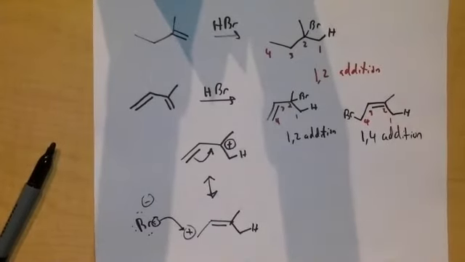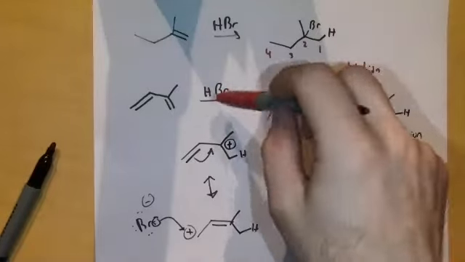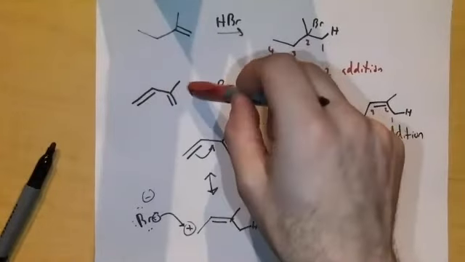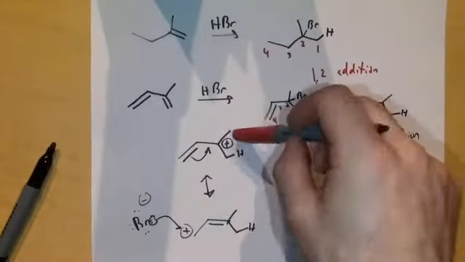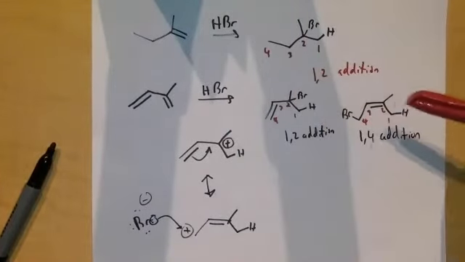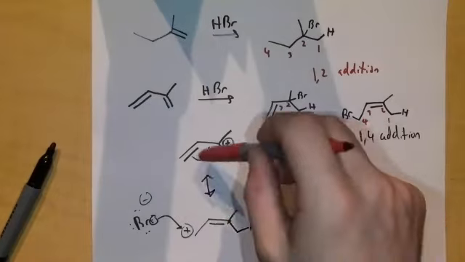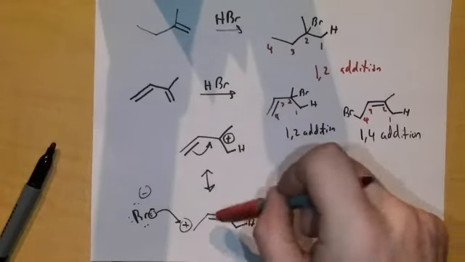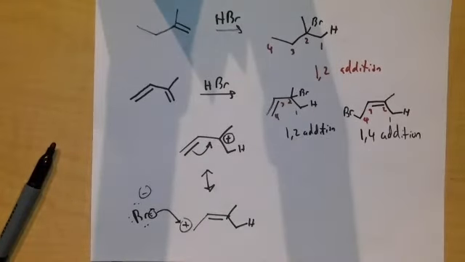So our 1,2 addition is where we have our alkene attack this H here, Br comes in where the positive is. Our 1,4 is when we have resonance happen. It's going to shift the double bond over, and they're adding 4 carbons away from each other. Or I guess technically 2 carbons away, but they are 4 slots away from each other.